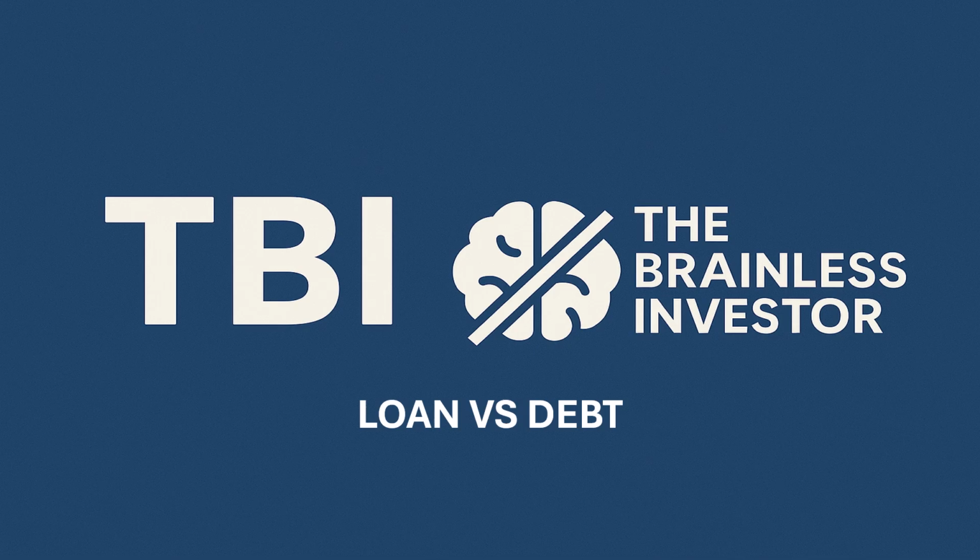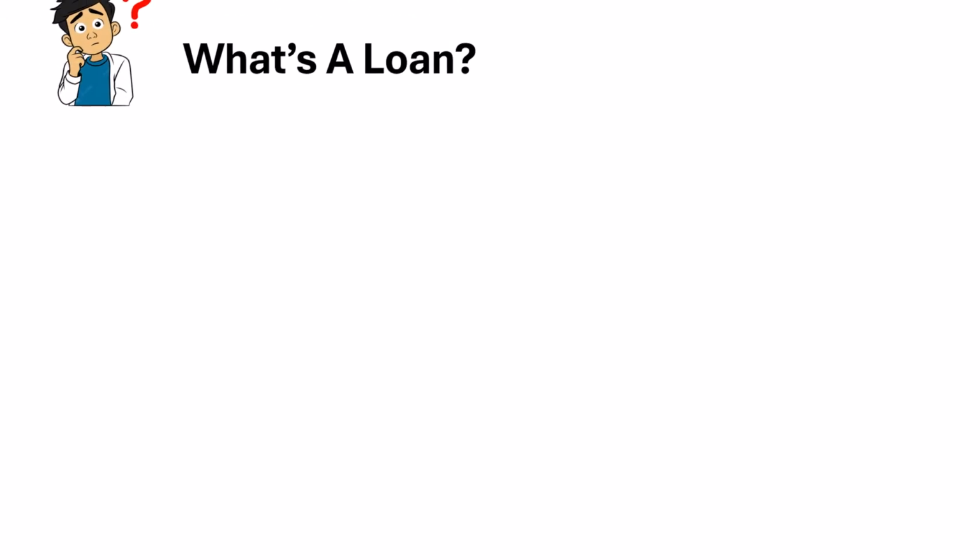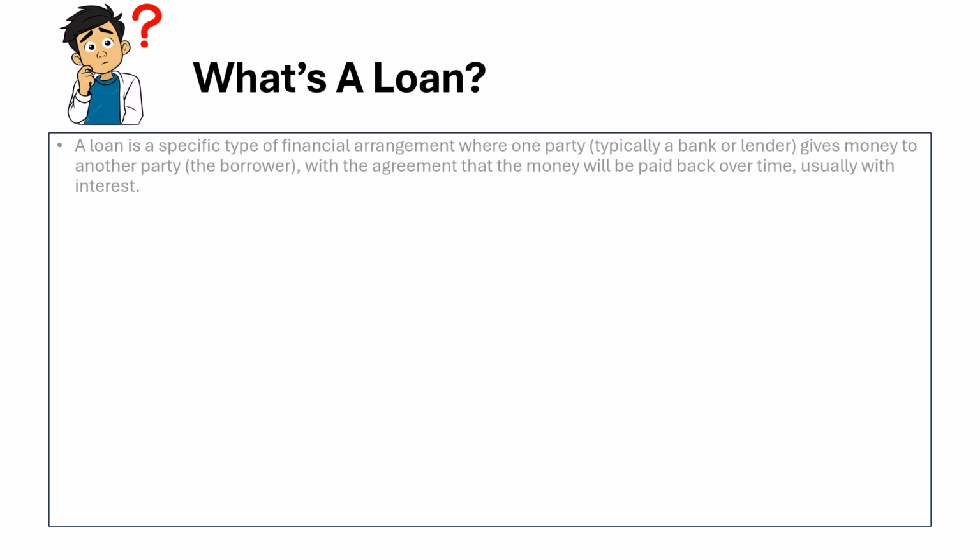By the end of this video, you'll be able to differentiate between a loan and a debt. First of all, let's look at what a loan actually means. A loan is a specific type of financial arrangement where one party, typically a bank or a lender, gives money to another party, the borrower, with the agreement that the money will be paid back over time, usually with interest.